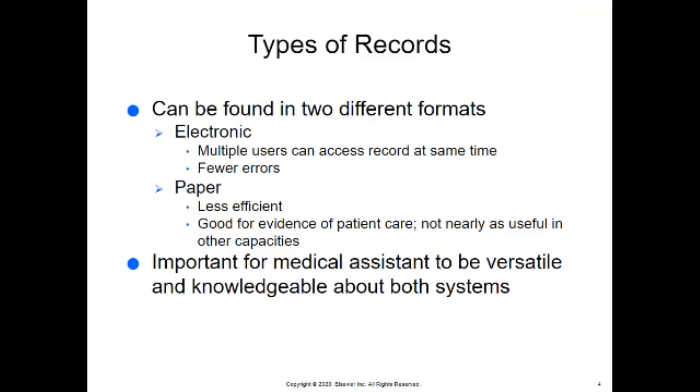Okay, so let's talk about the types of records. There are two different formats. There's electronic. Some of the advantages of electronic is multiple users can access the record at the same time, and they're actually more accurate or have fewer errors. Some advantages or disadvantages of paper is they're less efficient, so of course that's a disadvantage. Good for evidence of patient care, and they're not nearly as useful in other capacities. It's important for the medical assistant to be versatile and knowledgeable about both systems.